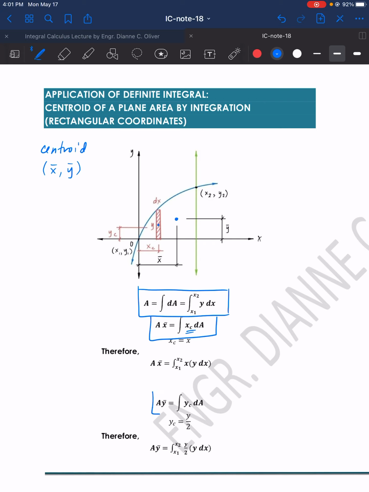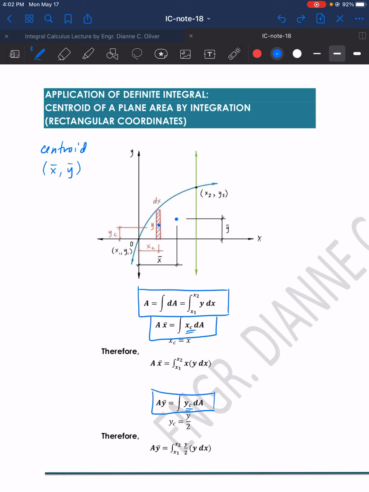Then the other general formula here for the y bar is A y bar is equal to the integral of yc dA. yc here is the distance of the centroid of the area strip, so the center of the area strip here, from the origin along the y-axis. Then dA here is the area of the area strip, that is y dx.